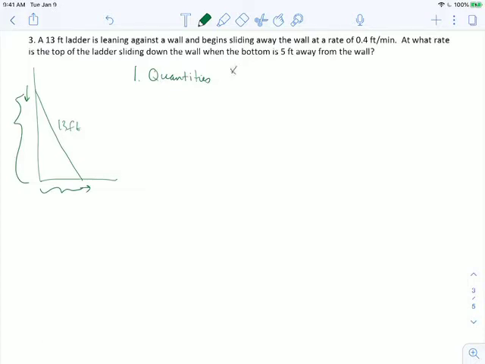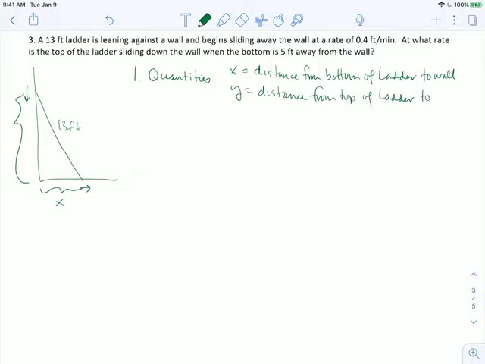And so I'm going to call x the distance from the bottom of the ladder to the wall. So this is x, and y is going to be the distance from the top of the ladder to the floor.